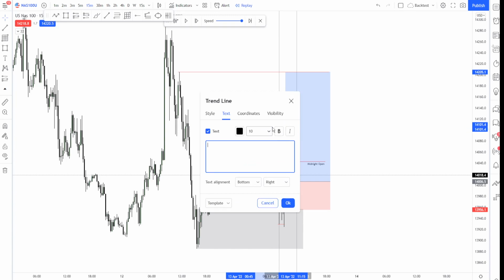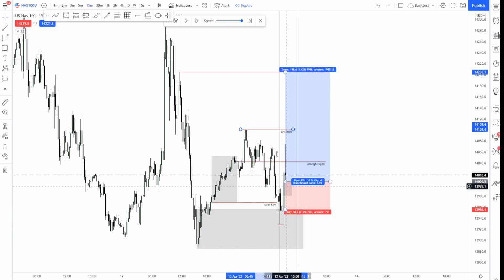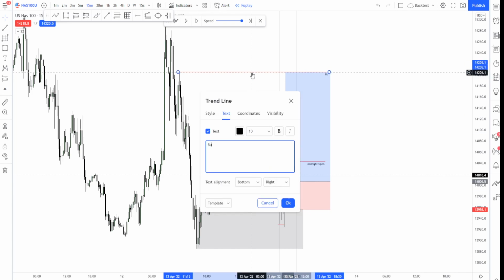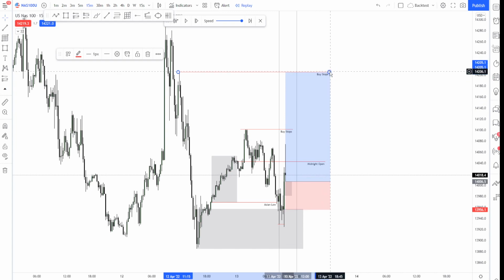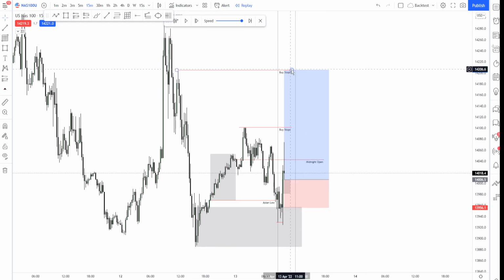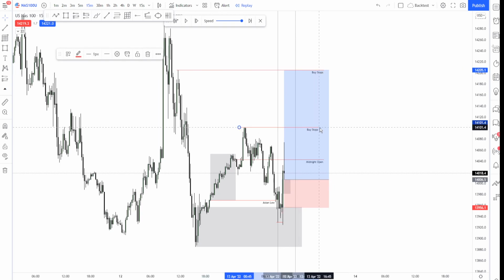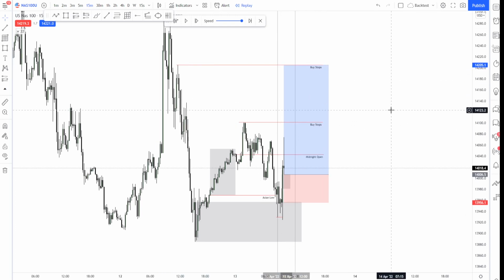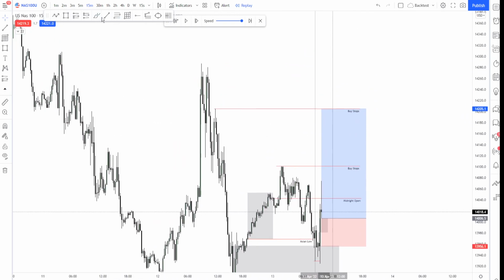So let me just mark this out. Here are your buy stops. So buy side liquidity or buy stops. So here are the buy stops you'll be wanting to target. So these are your targets for the day, a partial one and a full take profit. And here is yesterday's high, so here's your full take profit.